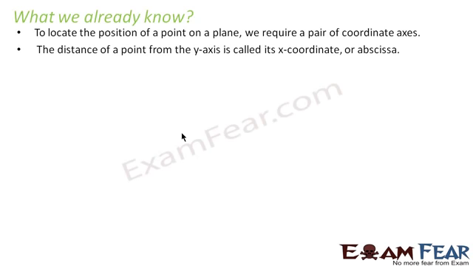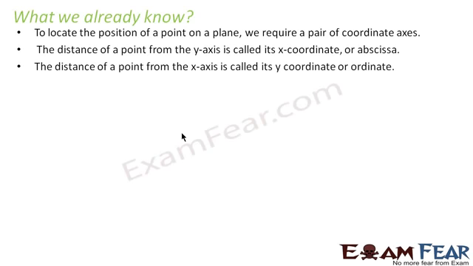We also know that the distance of a point from the y-axis is called its x-coordinate or abscissa. We also know the distance of a point from the x-axis is called its y-coordinate or ordinate.